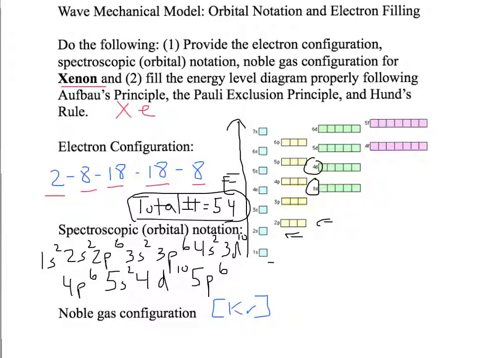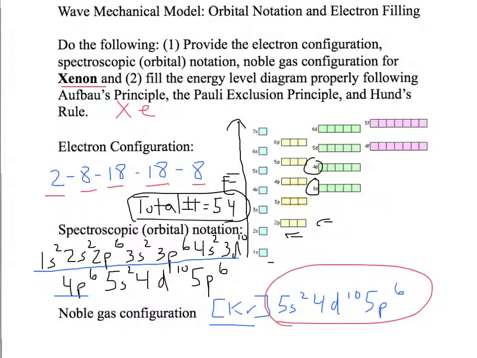And then we literally just take everything on the 5s and the 4d sublevel beyond that, and we write that out again. So 5s2, 4d10, and 5p6. And this works because that Kr is going to be the same electron configuration as everything up to the 5s2 orbital. So all that stuff right here is going to be notated right here as well.